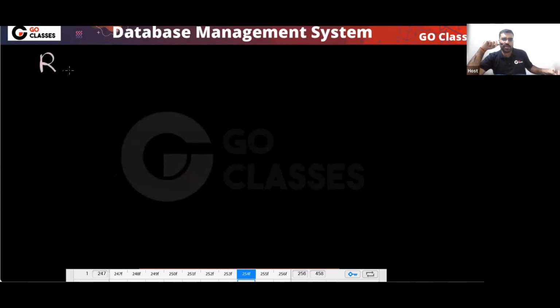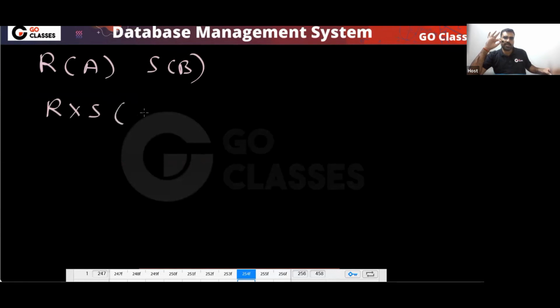It is very simple. In R, let's assume you have A. This A can be a set of attributes. In S, let's assume you have B. This can be a set of attributes. Now what about R cross S? This R cross S will have A, B.